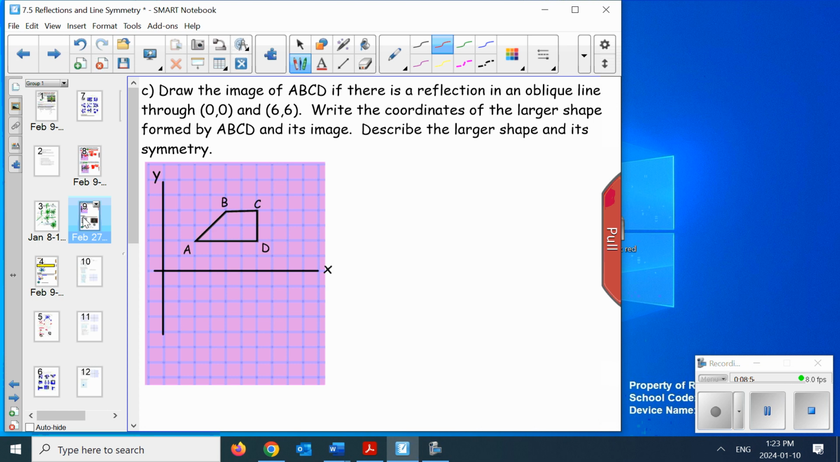Same shape again, but this time, oh man, there's a vocabulary word. Draw the image of ABCD if there's a reflection in an oblique line. You know what an oblique line is? It's not straight. Oblique is at an angle that's not 0 or 90 degrees. That's a formal definition. And they say it's the line going from 0, 0 to 6, 6. We call 0, 0 the origin on a graph, the center of the XY axis. The 6, 6. 1, 2, 3, 4, 5, 6.